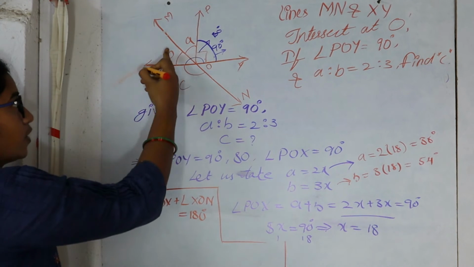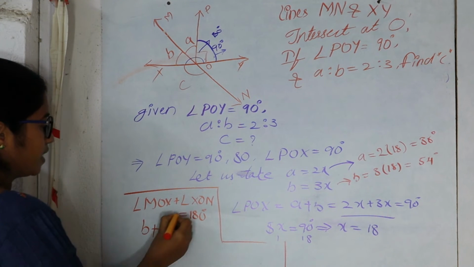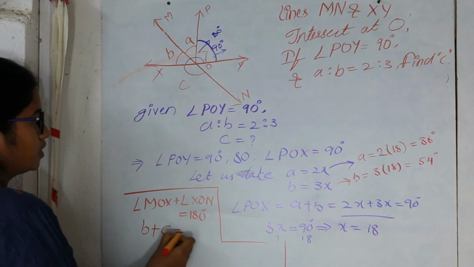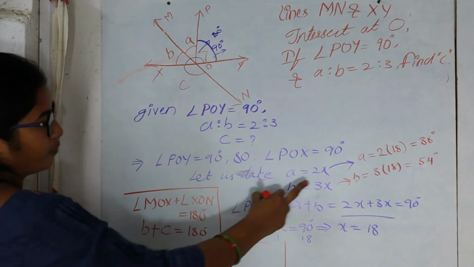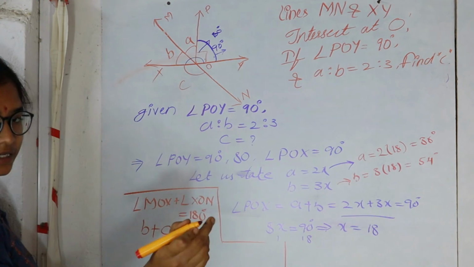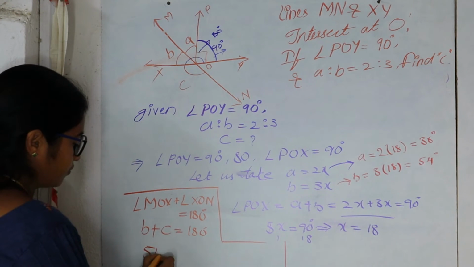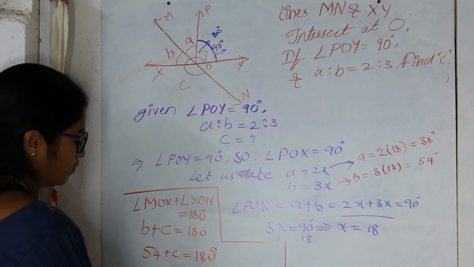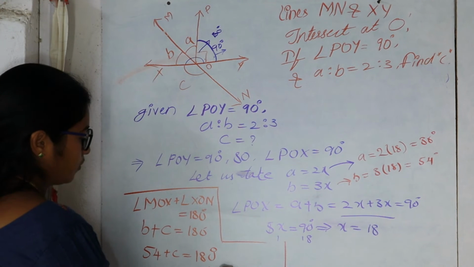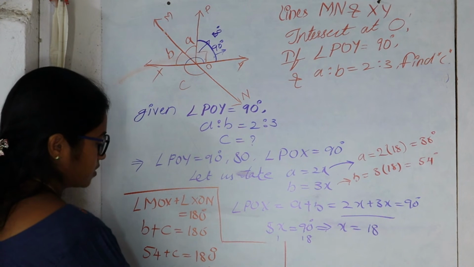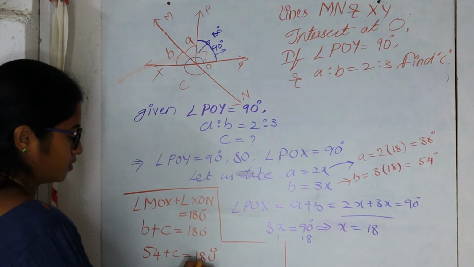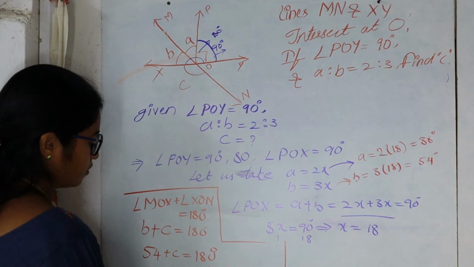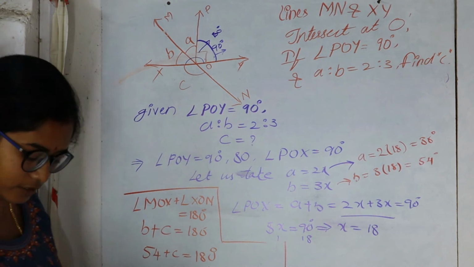Angle MOX is nothing but B. B plus this value, which we don't know, so B plus C equals 180 degrees. We already know that the B value is 54 degrees. Let us substitute in this equation: 54 plus C equals 180 degrees. Then the C value will become 180 minus 54, so 126. So the angle C equals 126 degrees.